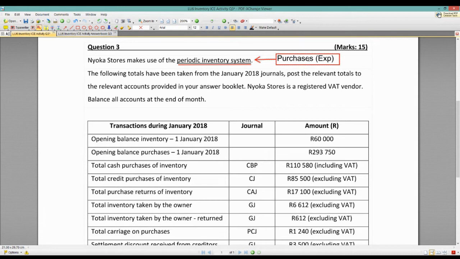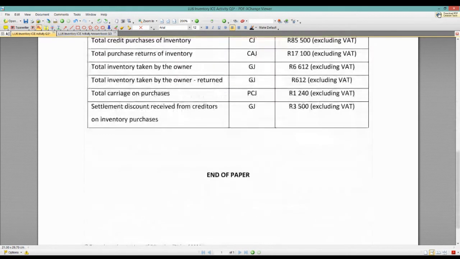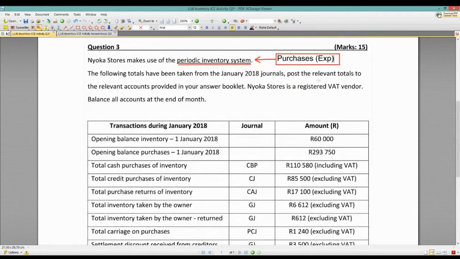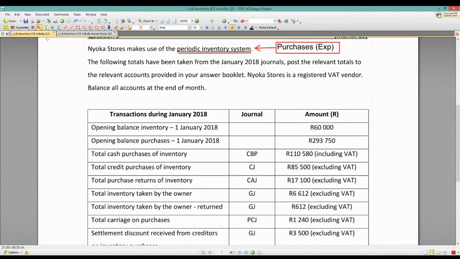Now, we already said what we have to do. So if we look at the required, they asked you to balance all the accounts at the end of the month. Based on the information below, we can see the accounts are inventory and purchases. So they want us to balance the inventory and purchases accounts, okay?